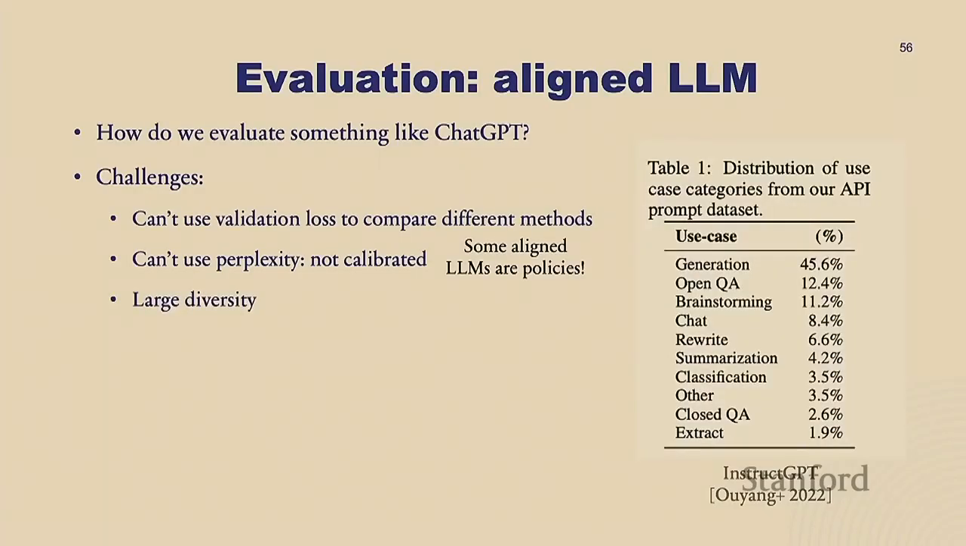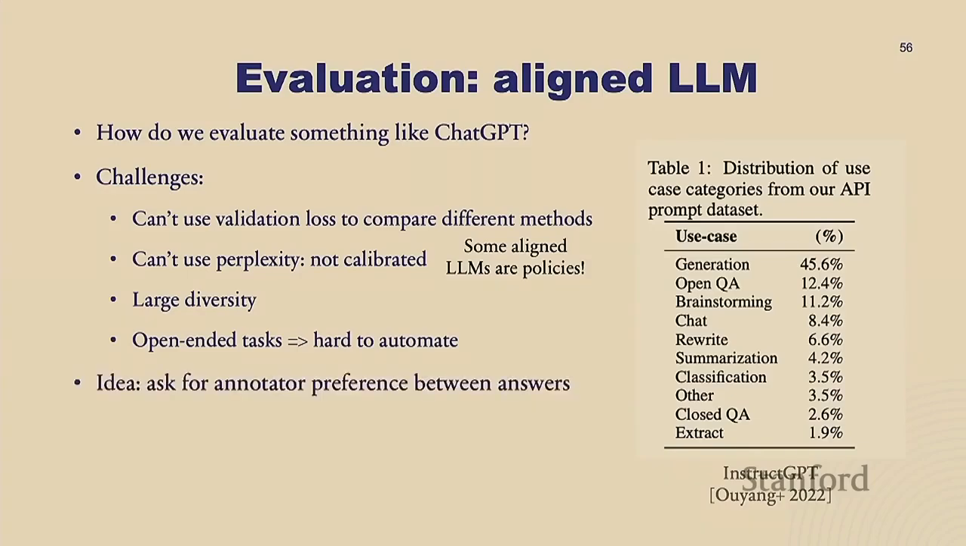Third, there's a large diversity of questions that humans might ask these models. Generation, open QA, some question answering, some summarization, and all of these things. So there's so many things you have to cover. Then the tasks are really open-ended. So it's very hard to automate. So that's what you were alluding to before.